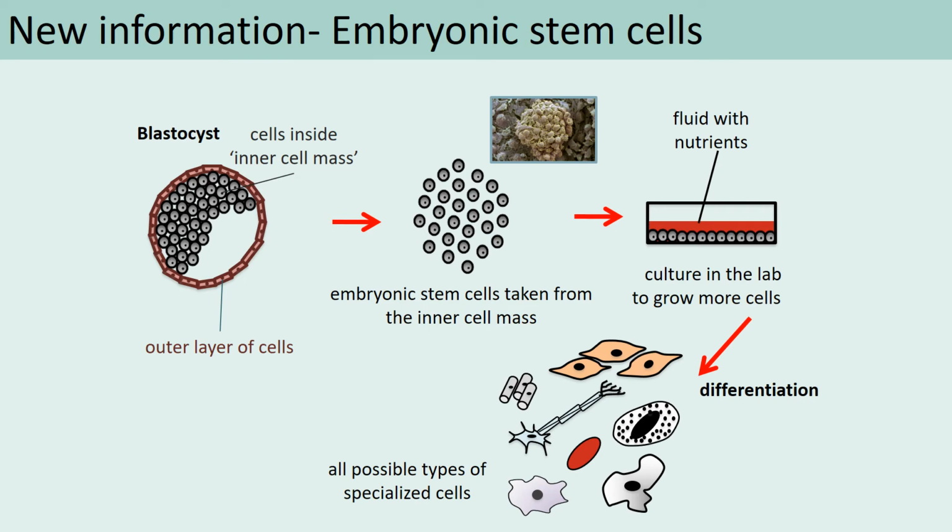So here we have a picture of a blastocyst, that embryo. And what we can do is take stem cells from that mass of cells. We can then, in the lab, make them divide, so it gives us more stem cells. We started off with just one stem cell, and in the lab we can grow it in a culture, and we can get lots and lots of stem cells. And then we can trigger those stem cells to differentiate. So we can trigger them to make white blood cells, muscle cells, nerve cells, etc.